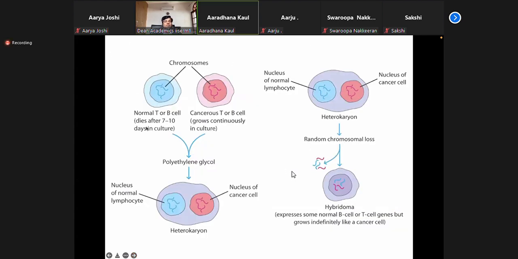Sir, what is the full form of HAT medium? Yeah, we'll talk about it. In two or three slides, we are going to talk about all those things. Now, you know that when you are fusing these two cells, one of them is a primary cell, one of them is a cancerous cell.